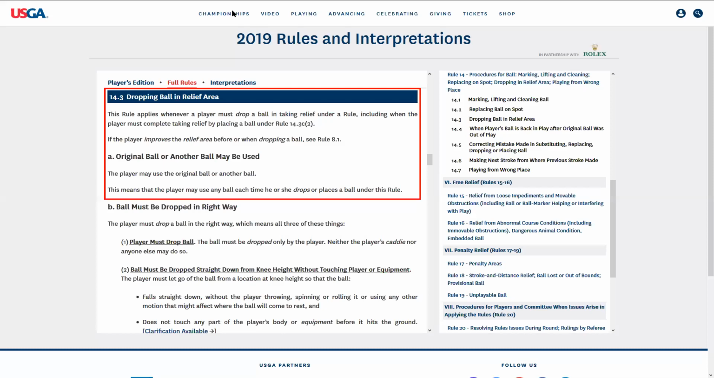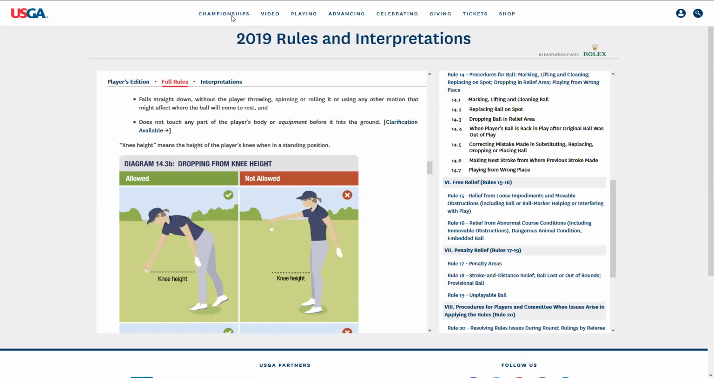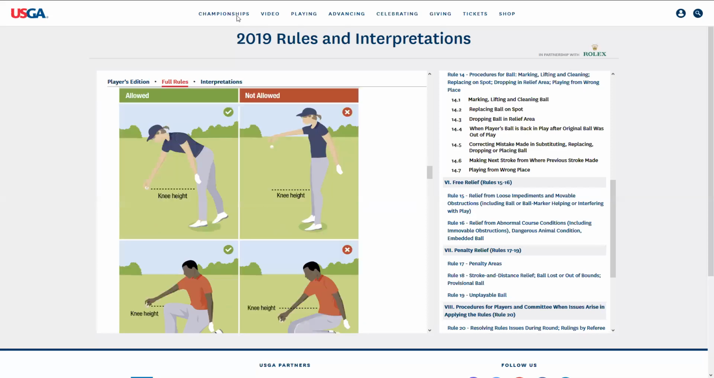So if you look at diagram 14.3b, the first panel on the left, the player is obviously dropping from knee height. And notice that she is dropping straight down, and presumably it's not going to touch her body or any equipment before it hits the ground. The player on the bottom left is dropping from knee height. And you go to the right, obviously the top right person is dropping from shoulder height, which is incorrect. And on the bottom, the person is dropping not from knee height because knee height is up a little bit higher.